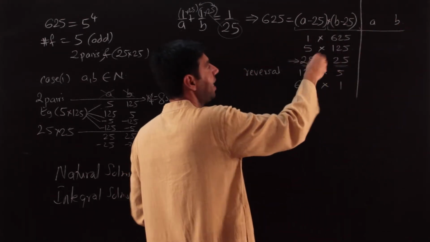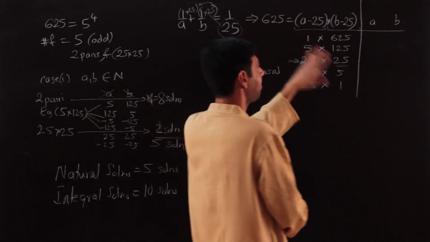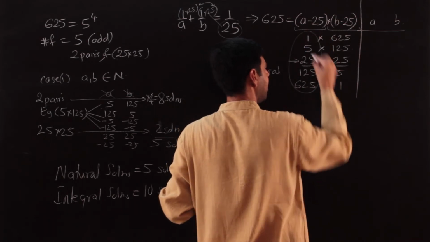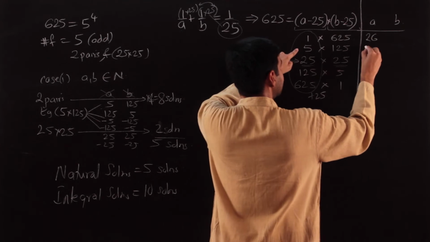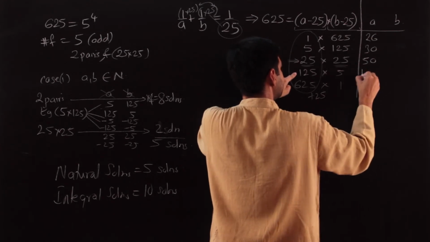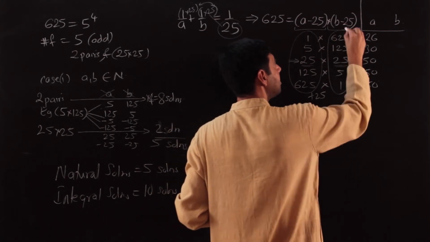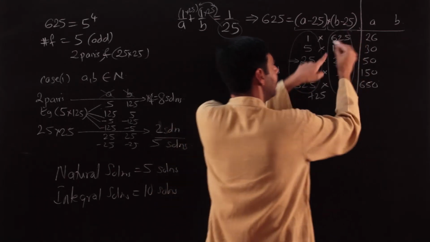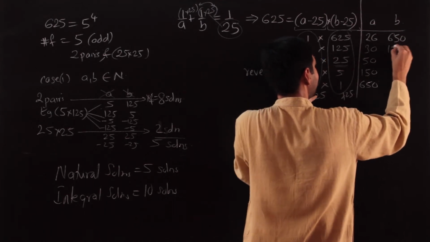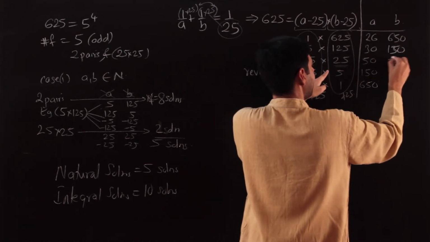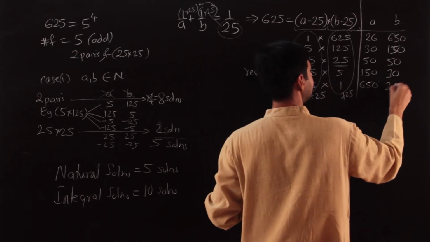So how do I get an A? These are values of A minus 25, mind you. So when we take the 25 to the other side, we'll just add a 25. Let's add a 25 to all these numbers. So this is 26, this is 30, this is 50, this is 150, this is 650. And what do we do to all these values? Add a 25 to them as well. So this is going to be 650, this is going to be 150, add a 25, that's 50, add a 25, 30, and 26.